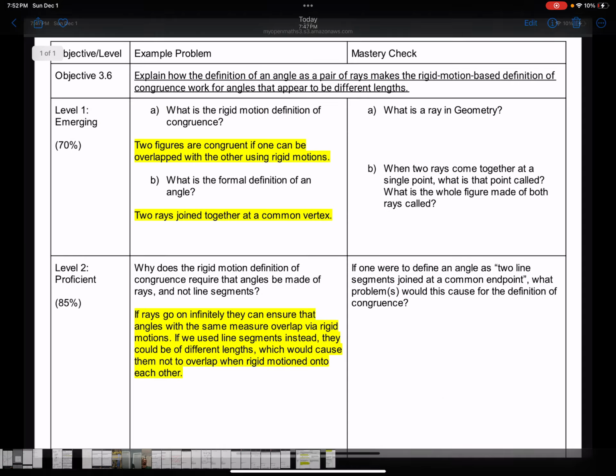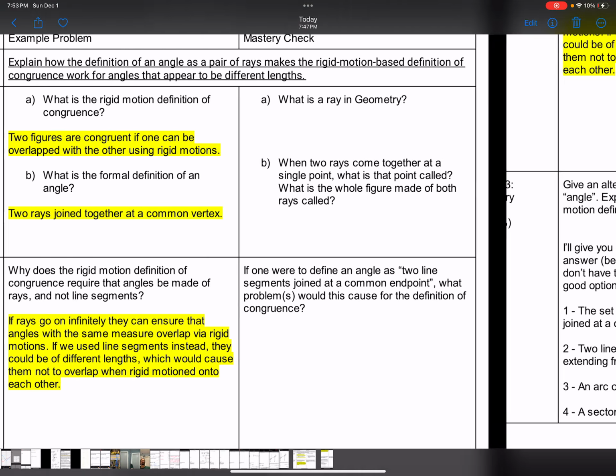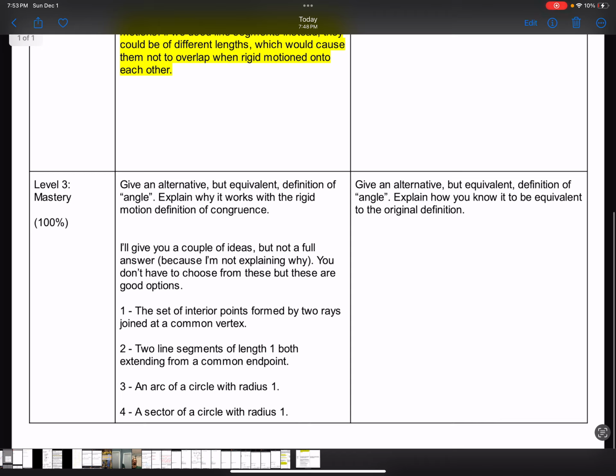Okay, let's go to the very last one, which is create your own definition. So we're trying to think of an alternative but equivalent definition of angle, something that works with the rigid motions. Well, okay, what do we mean by equivalent? I mean, it's going to work the same way. We're still going to have a situation in which if we have the same angles, the same number of degrees, then it's going to be congruent. But it's not the same definition, not exactly the same.